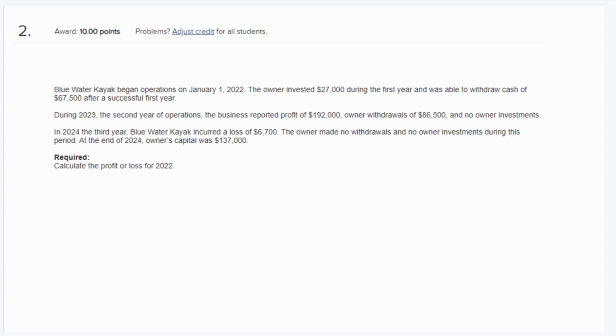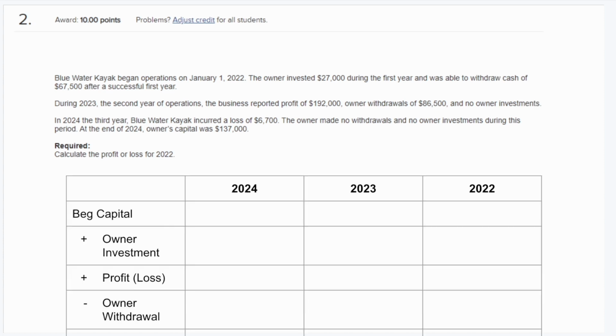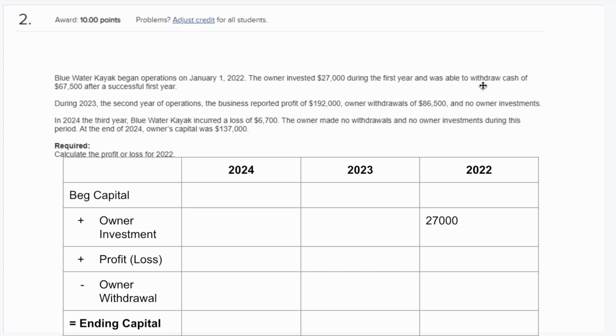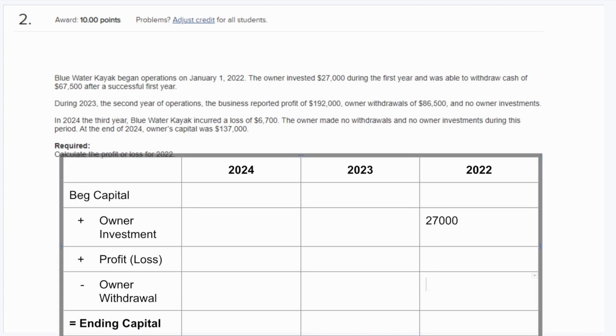Okay, so the way you have to look at this is, this is over a period of 3 years, right? And we can see that there's money going into the business, money generated by the business, money coming out of the business, and at the end we have an amount that the owner owns, $137,000. So what we need to do is create an effective table that allows us to review what the owner put in and what the owner took out of the business. The owner invested $27,000 during the first year and was able to withdraw cash of $67,500 after a successful first year. So we're going to take the owner investment. So he took $67,500 out of it.